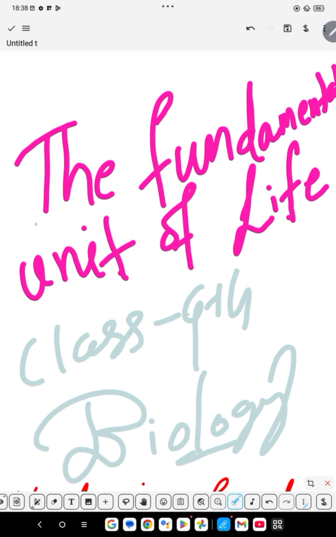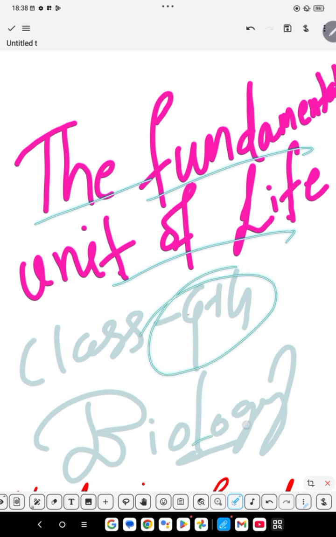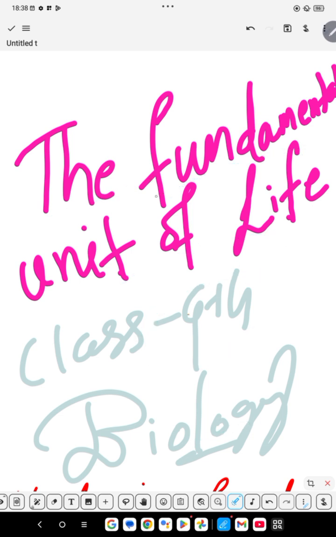Today we are going to discuss the fundamental unit of life, the class 9th biology first chapter. So before entering the chapter, let us understand what the title of the chapter means, right? Here we have to understand only one thing, that is the word fundamental. So what do you mean by fundamental? According to this chapter, fundamental means the basic unit of life, below which there is no existence of life. So we'll try to know what it is, right?